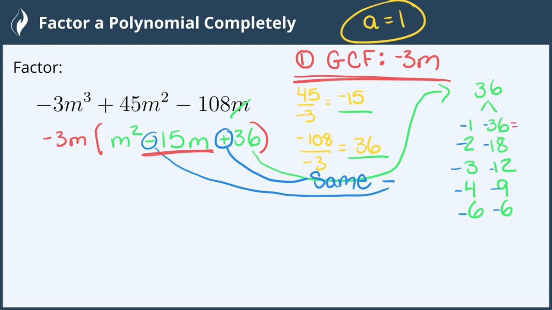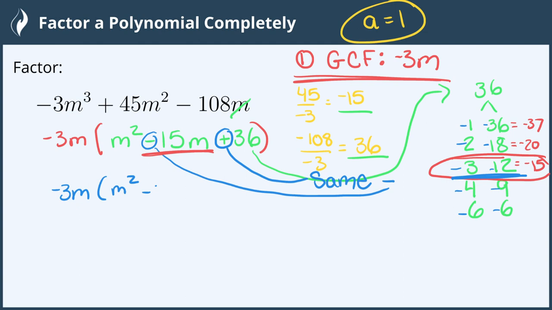Starting at the first, when I add those together, I get negative 37. Adding the next two together gives me negative 20. Adding the next two is negative 15, and that's exactly what we were looking for, negative 15. So the combination of our factors that work will be negative 3 and negative 12. So let's rewrite this. We have negative 3m times m squared. We will be replacing the negative 15 with the two numbers we just found. So negative 3, and don't forget we have the variable m, and minus 12, again keeping the variable m, and then plus 36, since we didn't do anything with that.